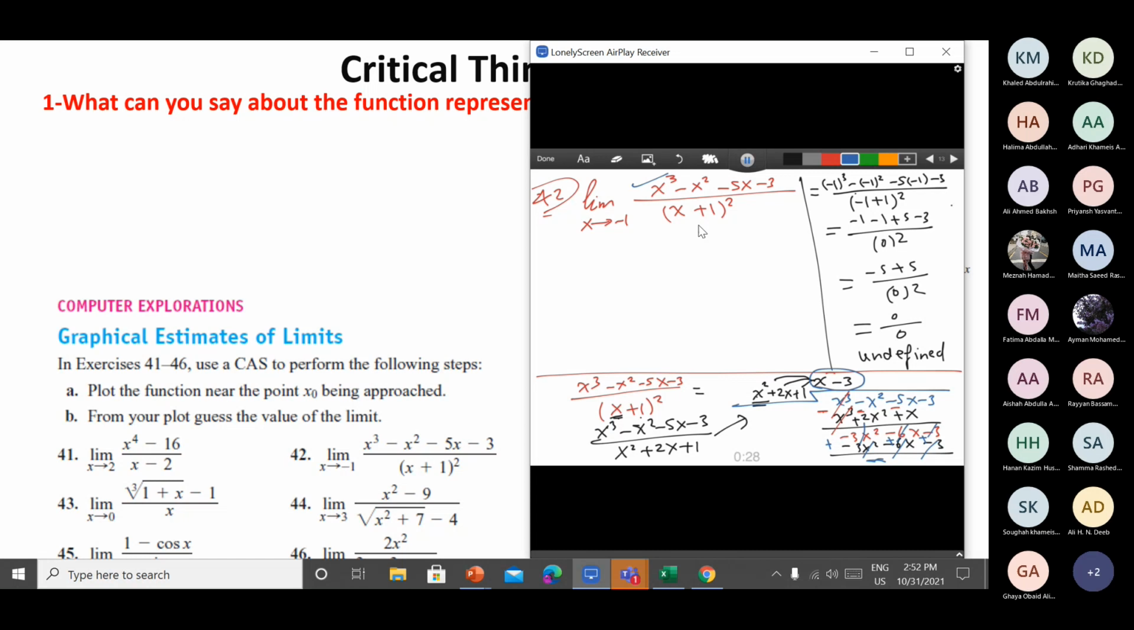So this one divided by this one will equal what? The limit when x tends to minus 1 of x minus 3. Now, if I substitute by minus 1, I have no problem because I don't have any undefined value. So the limit will be minus 4. Is it fine now?